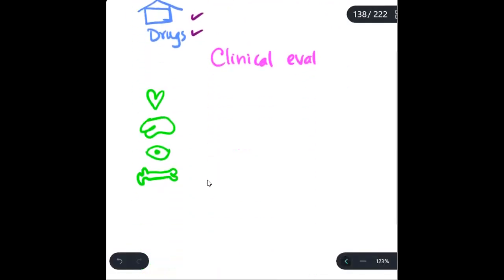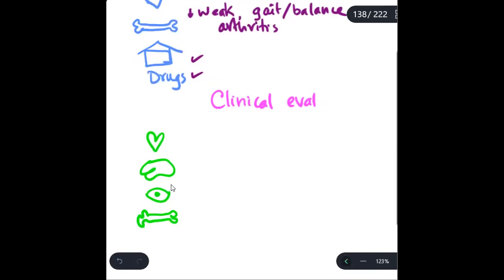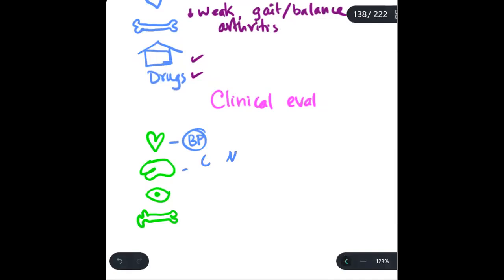Next up, the clinical evaluation. So we have to take history according to the risk factors and then examine the patient. In the clinical examination, in the cardiovascular system, we have to examine for postural hypotension. In the nervous system, we have to do a thorough nervous system examination, including a structured cognitive assessment, such as using MoCA or mini mental state examination, MMSE.